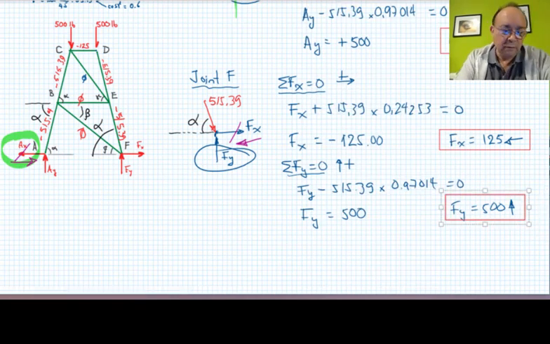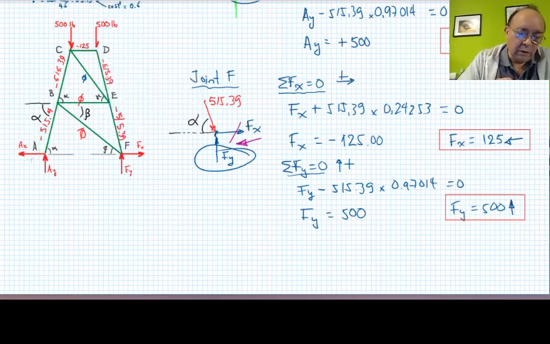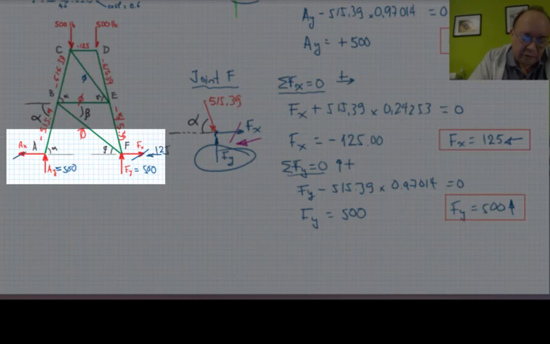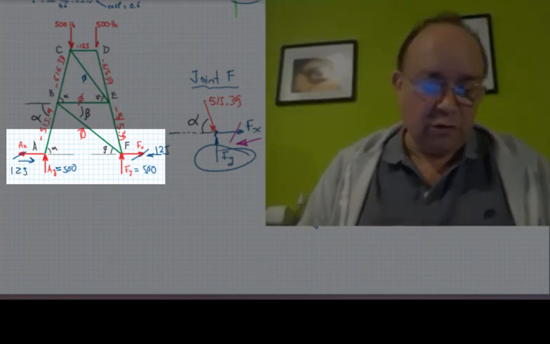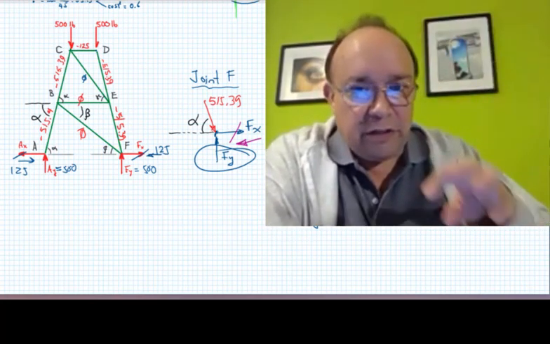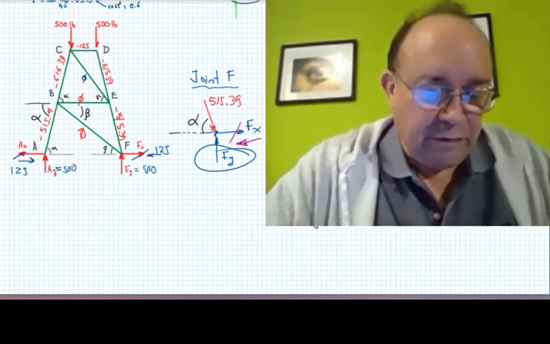Okay. So let's put those numbers here in the diagram. So the way would be to put Fy 500. This one is going in the opposite direction, 125, and this one is going in the opposite direction, 125. And that's the whole solution. Here you can use the equilibrium of the whole structure in order to do a rapid check that everything is correct.